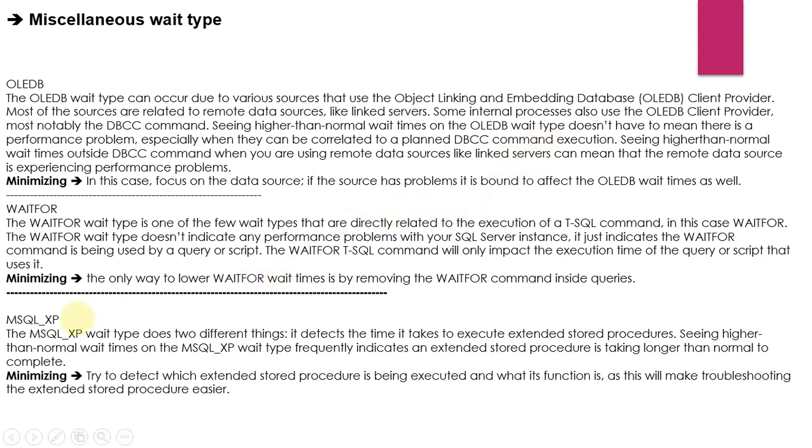Similarly, there is the MSSQL_XP wait type. It detects the time it takes to execute an extended procedure. Seeing higher than normal wait times on the MSSQL_XP wait type frequently indicates an extended procedure is taking longer than normal to complete. How can we minimize this? We need to try to detect the extended procedure which is being executed, what the function of that procedure is, and how we can troubleshoot that extended procedure more easily.